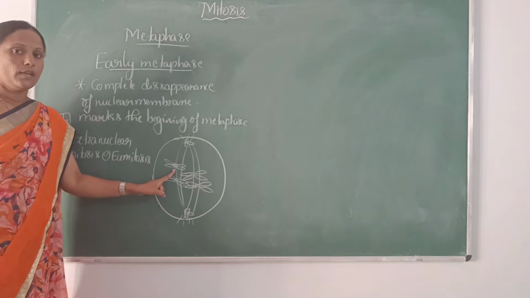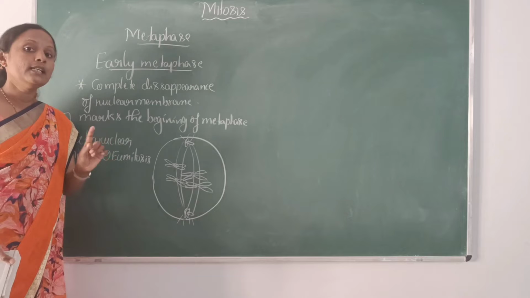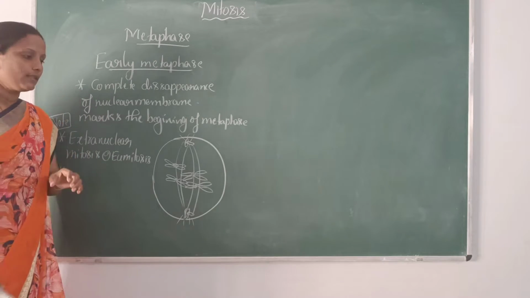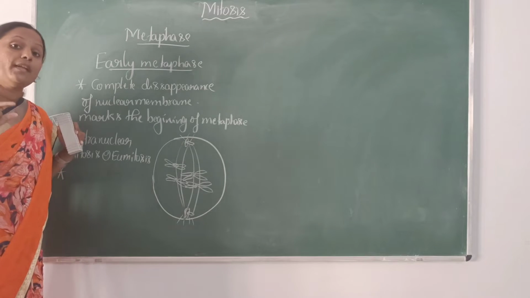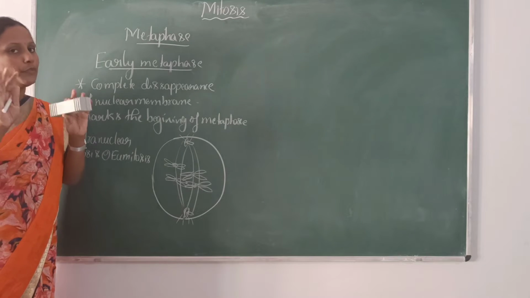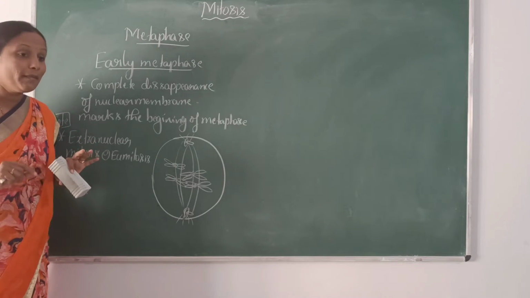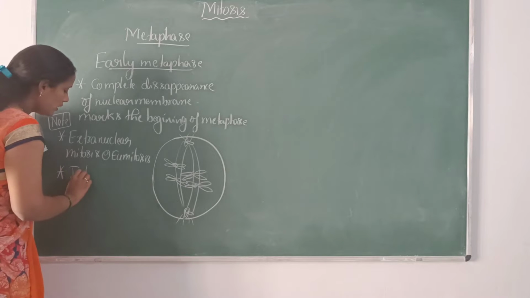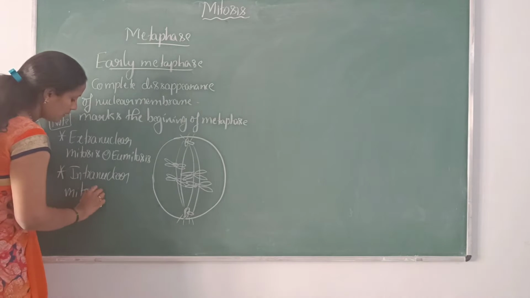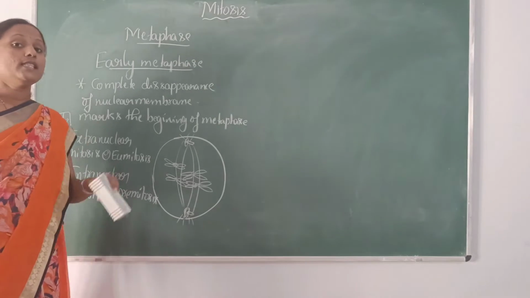So here, in some organisms, or we can say the majority of the organisms, the nuclear membrane will disappear and the separation of chromosomes takes place in the cytoplasm. Such type of mitosis is called extranuclear mitosis or eumitosis. And in some other organisms, the nuclear membrane will not disappear. Separation of chromosomes takes place in the nucleus itself, which means the nuclear membrane will be present as such. Such type of mitosis is called intranuclear mitosis or pre-mitosis.